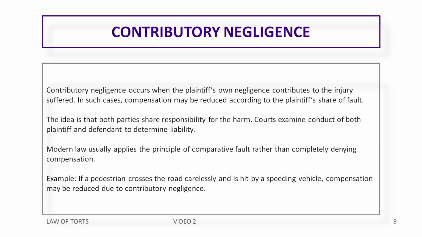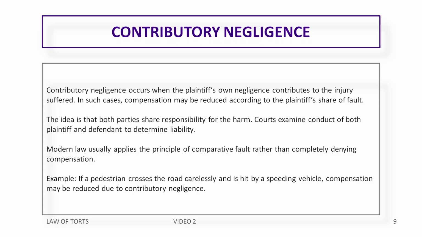In modern law, contributory negligence usually reduces the amount of damages rather than completely preventing recovery. This approach is called comparative negligence. The court calculates the percentage of fault of each party and reduces compensation based on the plaintiff's share of responsibility.